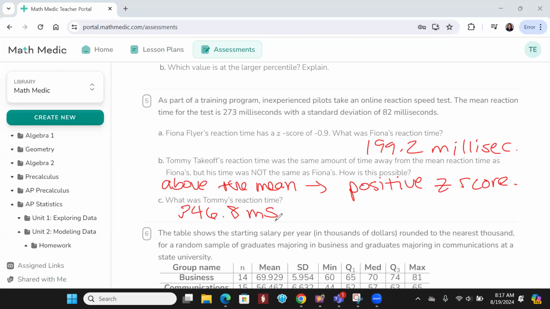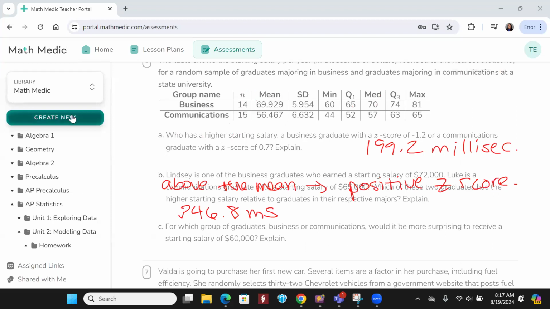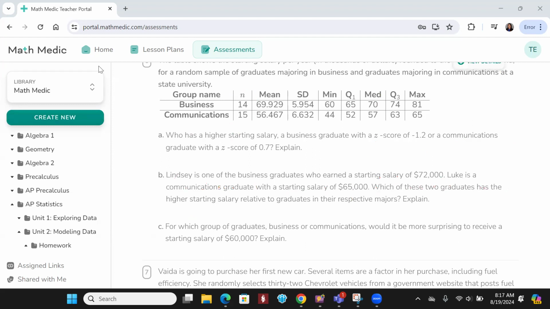Yes. Okay. All right, number 6. You're given this table. Who has a higher starting salary? A business graduate with a z-score of -1.2 or a communications graduate with a z-score of 0.7? And when you explain, you're going to talk about the values. So the business graduate salary should have been 784.2, and the communications graduate salary is 61,109.4. Agree? Yes.